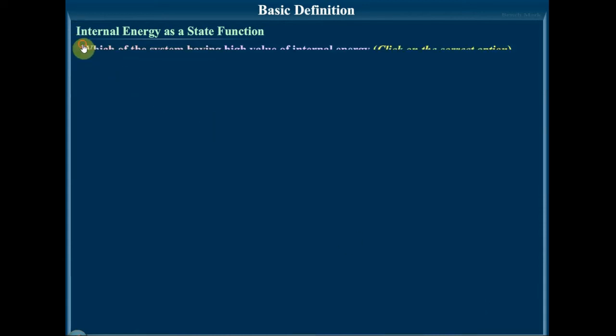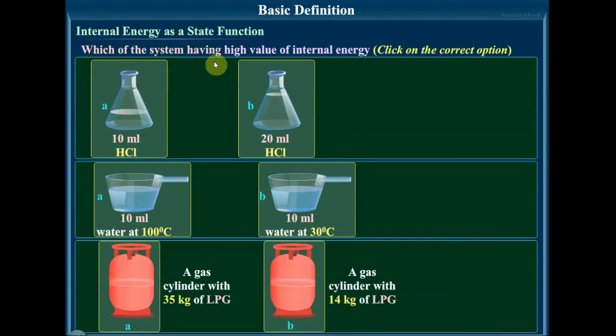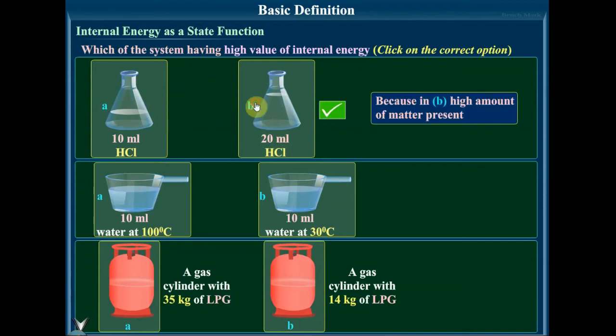Which of the systems has a high value of internal energy? It is very easy. There is A here with 10 ml HCl, and B here with 20 ml of HCl. So whether it is A or B, B has more. Why? Because in B a higher amount of matter is present.